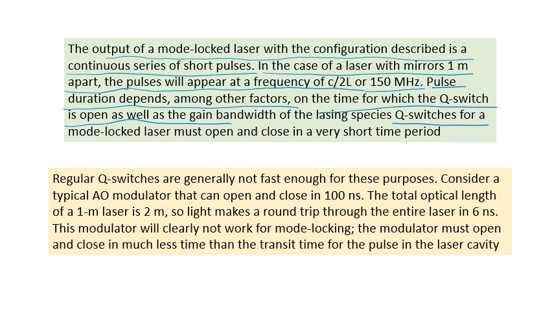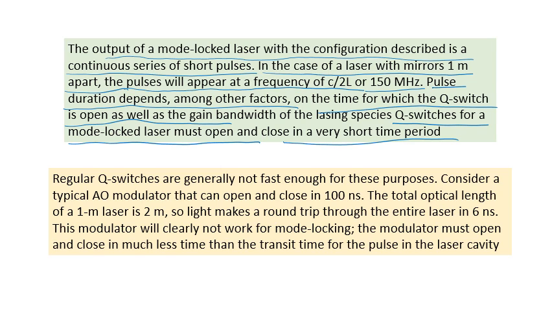Q switches for a mode lock laser must open and close in a very short time period. Turning off and on must be very short if you want to get a very short pulse. So with the help of c by 2L, you can find out the frequency and then you can calculate the time period.